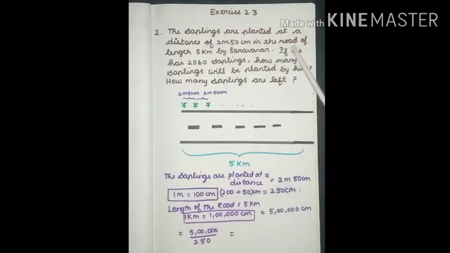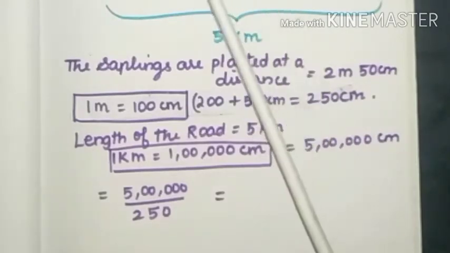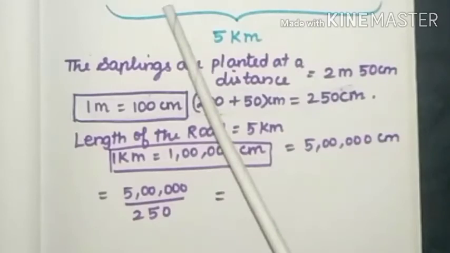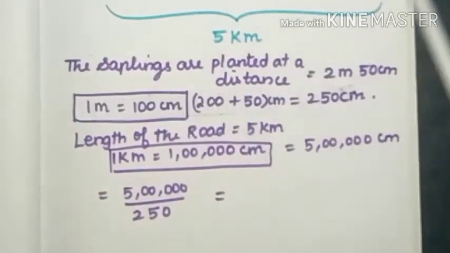And the total saplings he has is 2560 saplings. From that we are going to find how many saplings will be planted by him and how many saplings are left. See, the total length of the road is 5 km. Saravanan is planting the saplings at a distance of 2 meter 50 centimeter. Like this, he planned to plant 2560 saplings at the distance of 2 meter 50 centimeter in 5 km length of the road. From this we are going to find how many saplings will be planted and how many saplings are left.